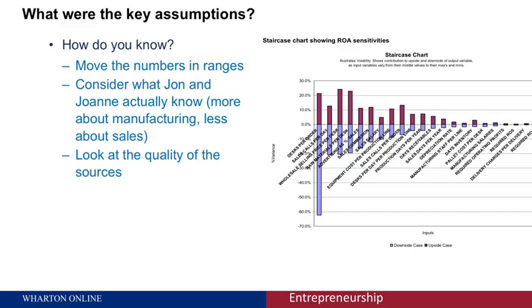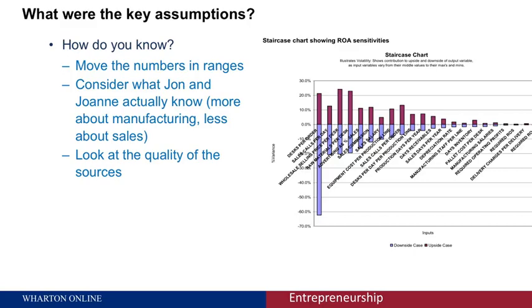One thing that we had in the model, for example, was the average number of desks per order. So if we think that number could range from 2 to 100, put 2 in and put 100 and see how much that affects your outcomes. And in terms of figuring out how big those number changes can be, how big the range of possible assumption numbers could be, you want to think about what John and Joanne actually know.